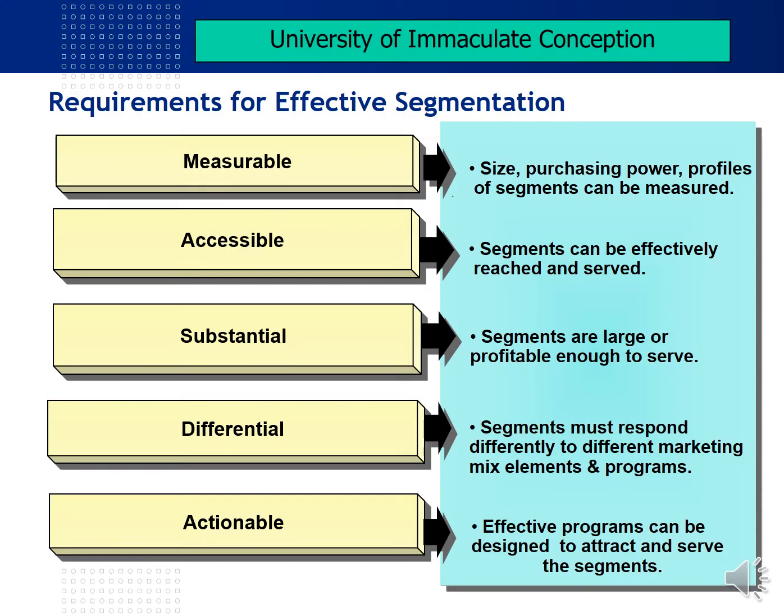The next is the requirement for effective segmentation. So there are five. First is measurable. It is important to be able to evaluate the overall attractiveness of each segment by checking the size, the profiles of the segment, and the purchasing power. So muna siya ang kailangan i-consider.